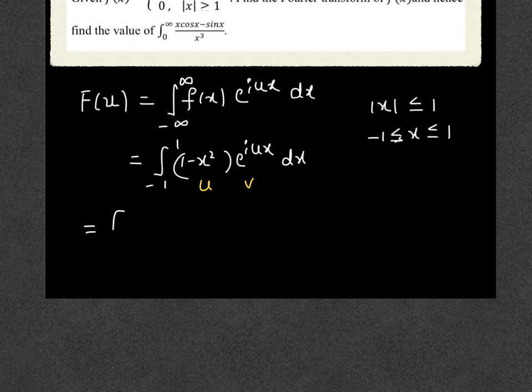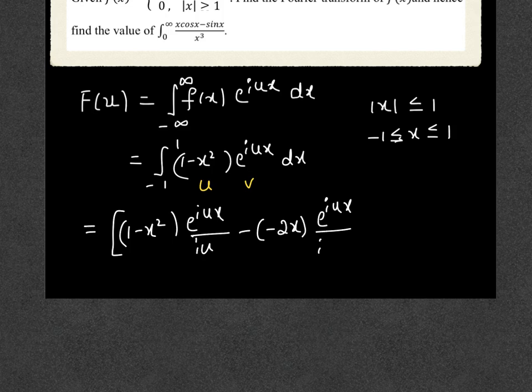So keeping 1 minus x square as it is, first function, integration of e power iux is e power iux by iu, then minus differentiation of 1 minus x square, minus 2x, and integration of e power iux by i square u square. Next plus minus 2 integration of e power iux divided by i cube u cube. For this apply the limit minus 1 to 1.